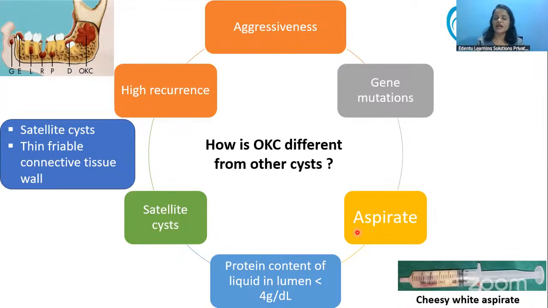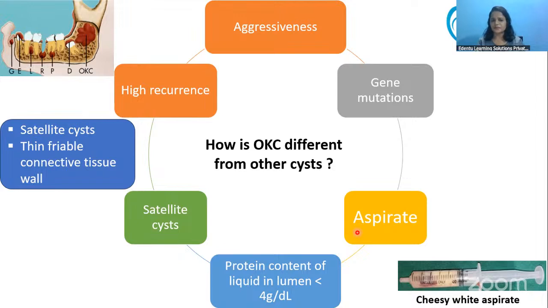The next is the connective tissue wall. It has a very thin, friable connective tissue wall. So most of the time the surgeons may not be able to completely eliminate the connective tissue wall. Sometimes the remnants will always be there inside the site. That can also lead to the recurrence of OKCs. Then next is the aggressiveness. It's a very highly aggressive cyst.